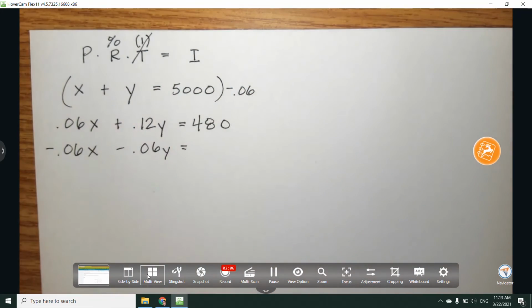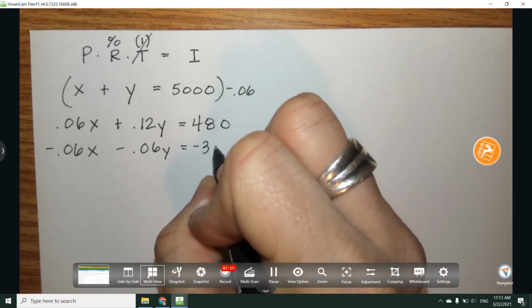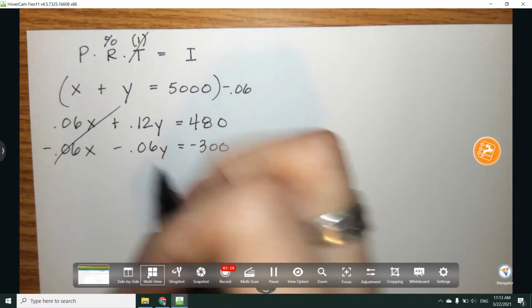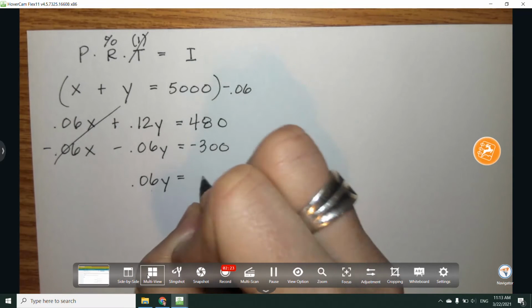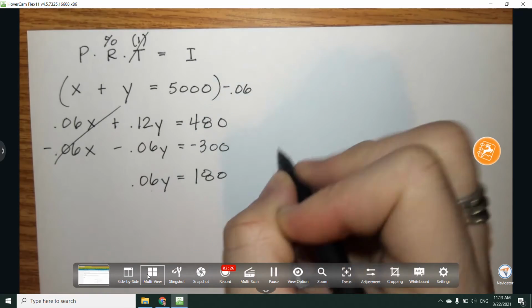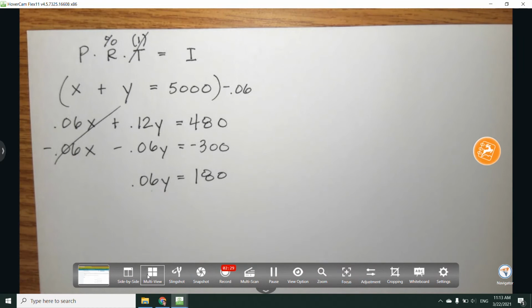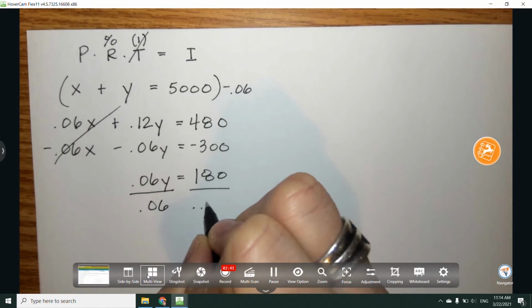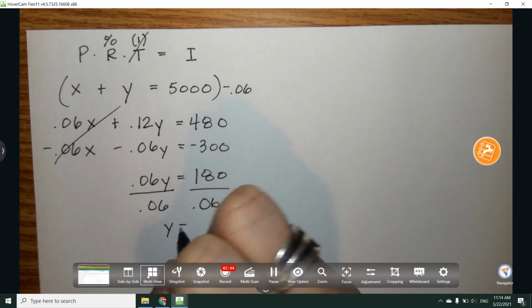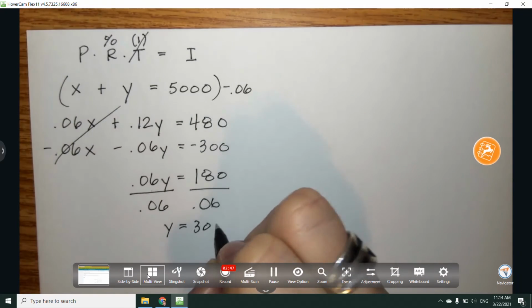And if we do 5,000 times a negative 0.06, that gives us a negative 300. And so these eliminate. This gives us 0.06y, and then we've got 180 left over on that side. So we're going to do 180 divided by 0.06, because we're dividing by 0.06 on both sides. And we find out that y is equal to 3,000.